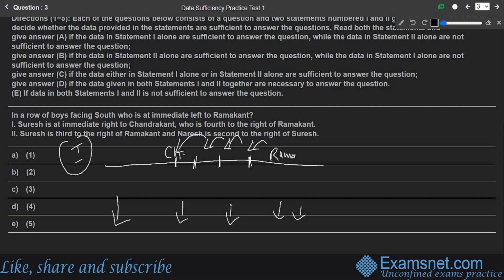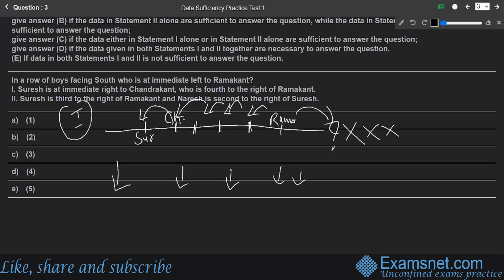So there where Chandrakant lies, and Suresh is immediate right to Chandrakant. So there is where Suresh lies. Now these are the people over there. What is the question asked? Who is at the left of Ramakant? There is no information provided towards the left side of Ramakant. So clearly statement number 1 alone is not sufficient to answer the question.